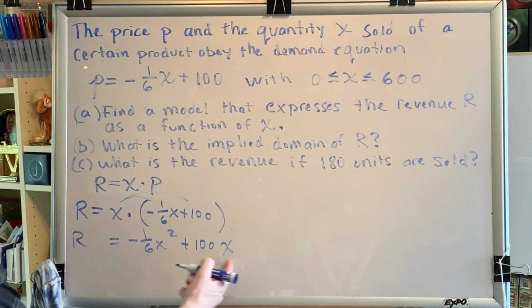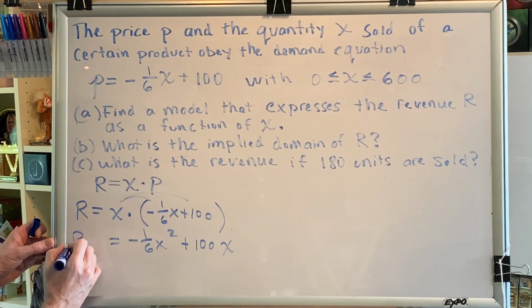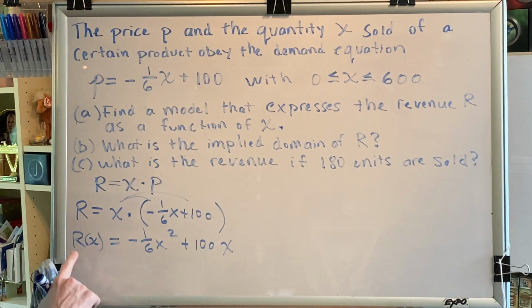We notice that this side of the equation is quadratic in form. Quadratic expressions are functions. Therefore, instead of simply writing R equals, we can write R of X equals. This is function notation, not multiplication. Revenue as a function of X, R of X equals negative 1/6 X squared plus 100X. All right, that's the end of part A.